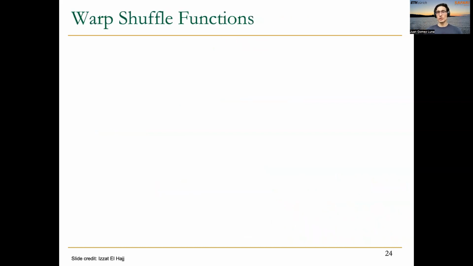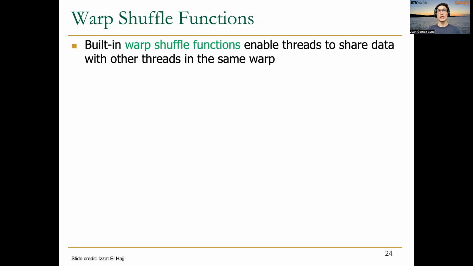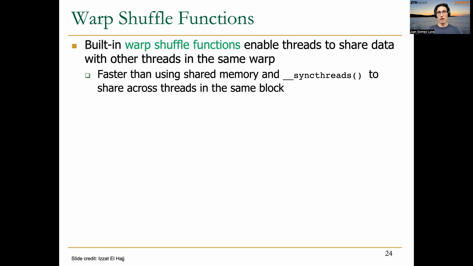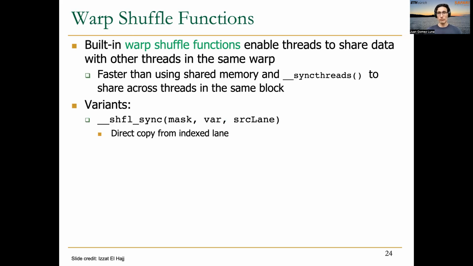These warp shuffle instructions were introduced with the Kepler architecture a few years ago, and they are extremely useful because they enable threads to share data with other threads in the same warp. It's faster than using shared memory and then sync threads. That's why we are going to use it in the last warp of the parallel reduction. They have different variants. For example, the default one is shuffle sync, where we do a direct copy from the index lane. This is the source lane, and whatever thread executes the shuffle sync will be reading one variable from one specific source lane, another thread in the same warp.